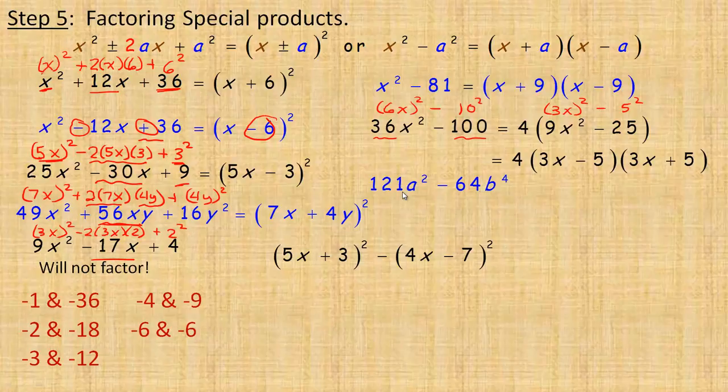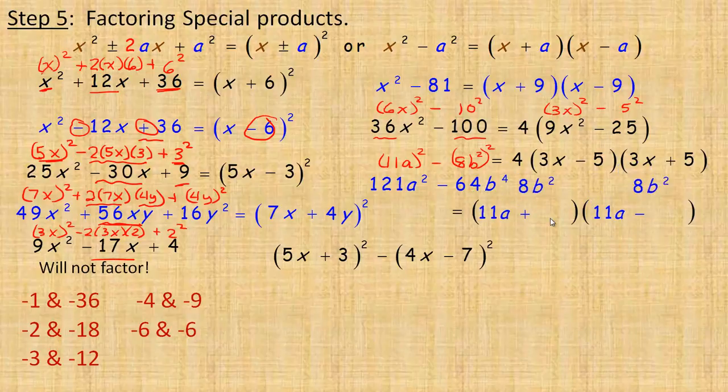Now, no common factor in this one, but if you notice, they are both perfect squares. See, this is 11a that's squared here, and 8b squared that's squared here. And so it will factor into, so it'd be 11a at the beginning of both of these, and then 8b squared at the end of both. So that, again, is the difference of two perfect squares.